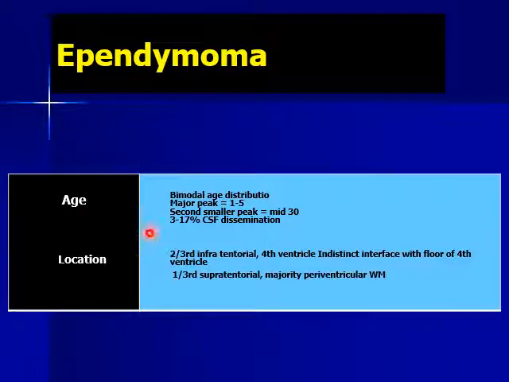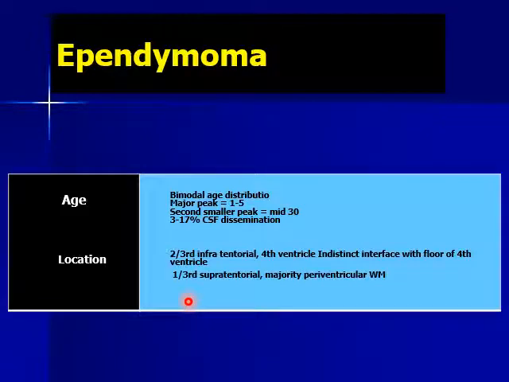Ependymoma. Ependymoma has a bimodal age distribution. We can see it in children in the age of 1 to 5, with another smaller peak in the mid-30s. Okay? This tumor has the probability of CSF dissemination. We will explain that soon.